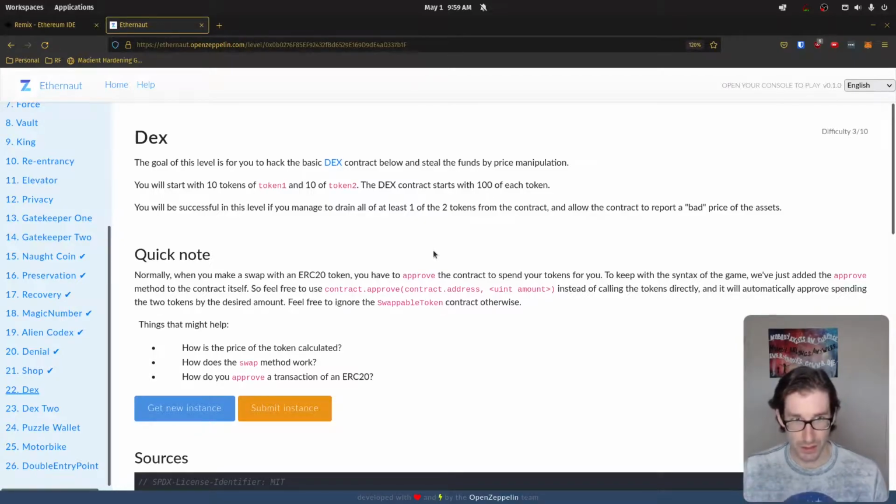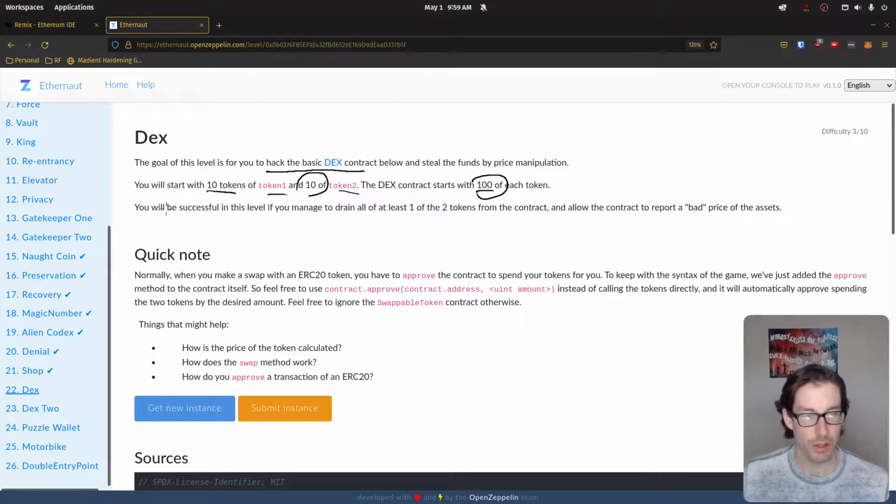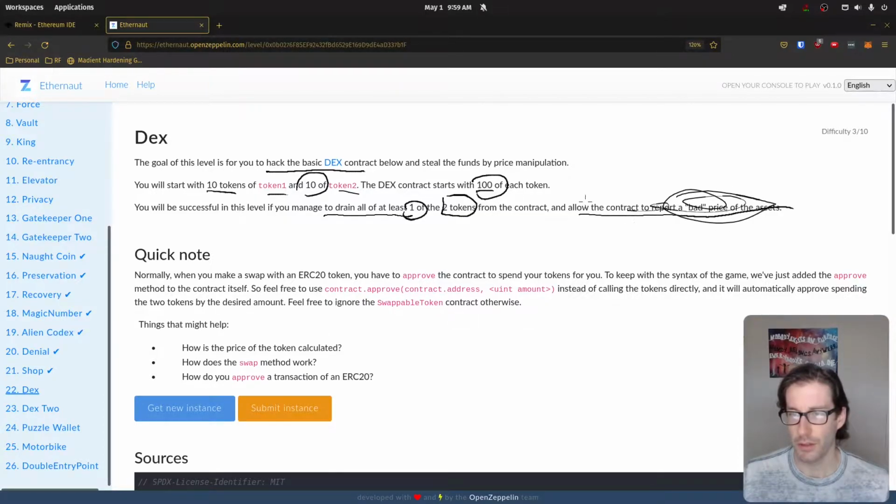With this challenge specifically, our goal in this level is to basically hack this contract so we're able to drain it. You're going to start with 10 tokens of token 1 and token 2. The DEX is going to have 100 of each, and we'll have 10 of each. You're successful if you can manage to drain all of at least one of the assets of the 2 tokens. So we have to drain all the assets of just one, not both. And report bad price. Okay, cool. We don't really need to worry about that piece.